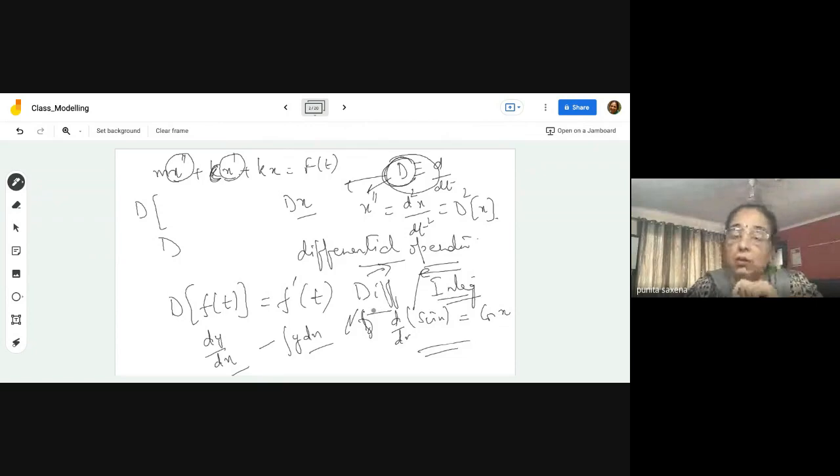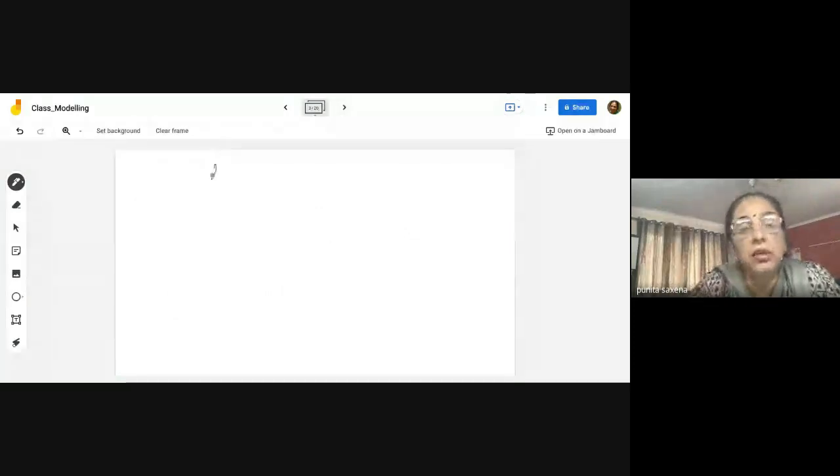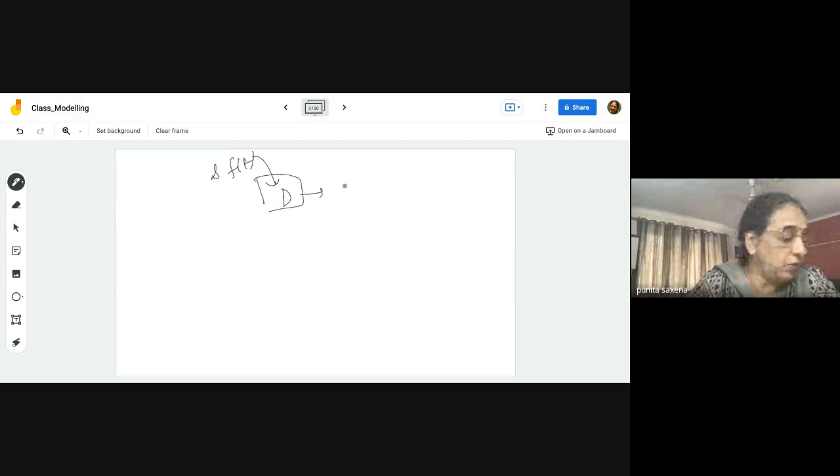Now, the moment you talk of the inverse of that operator, you are not just changing the shape or the structure, you are incorporating new variables also. It's like a machine. Supposing you put in some function of t, and the operator is the differential operator, the output is what we call the derivative of t. Now it has to be the reverse.